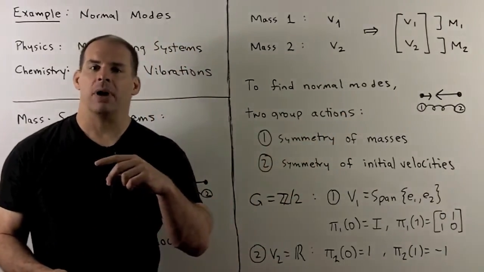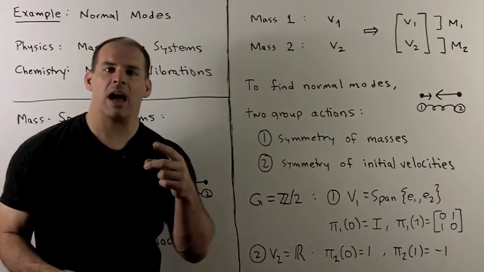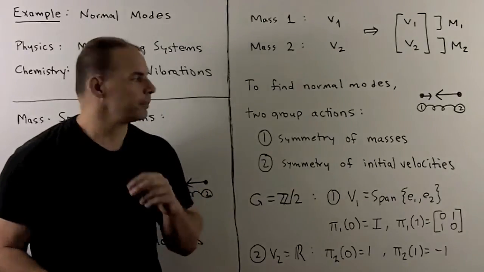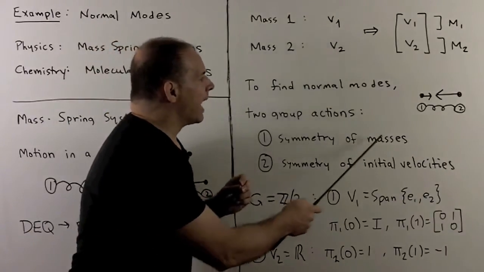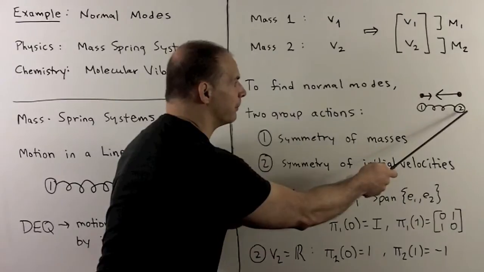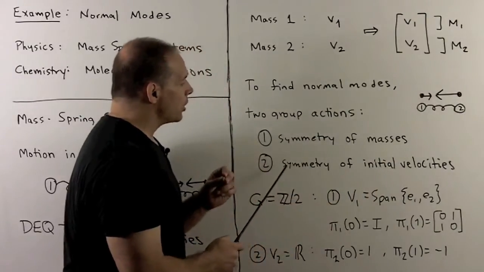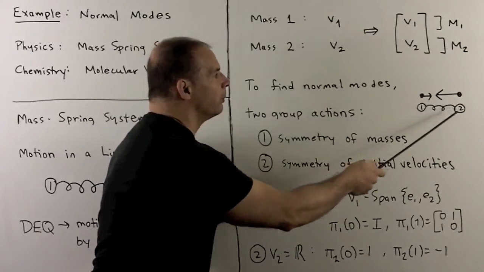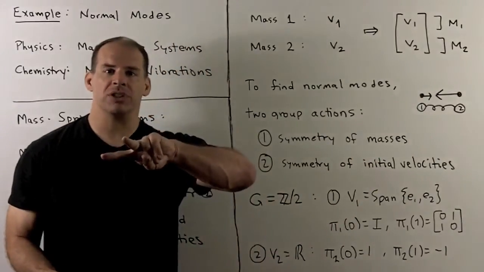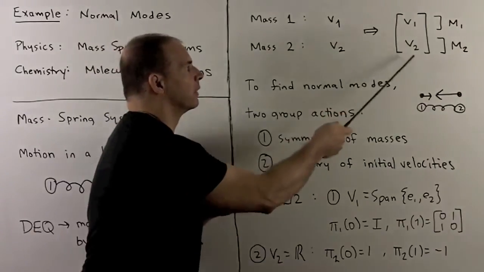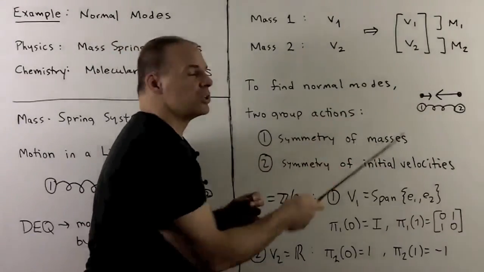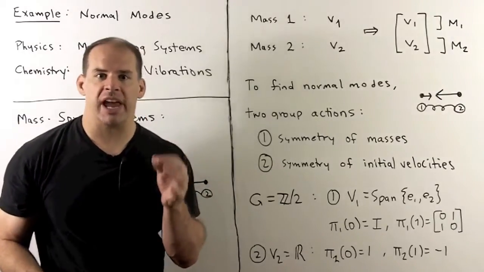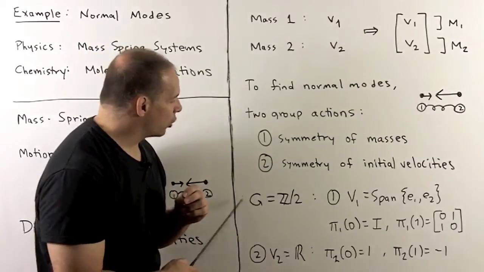Now, if I want to find normal modes, I want to catalog all the group actions that are occurring in our system. So first, we're going to have symmetry in our masses given by the interchange. We note we'll also have a symmetry on the initial velocities. So if I switch 1 and 2, what happens? We're going to switch those initial velocities, but they're going to change direction, so we're also going to have to multiply by a -1.